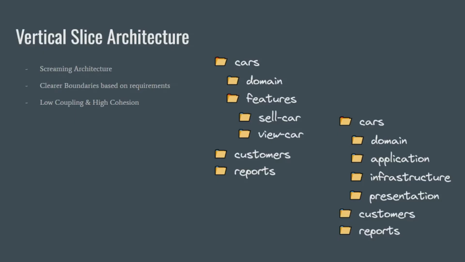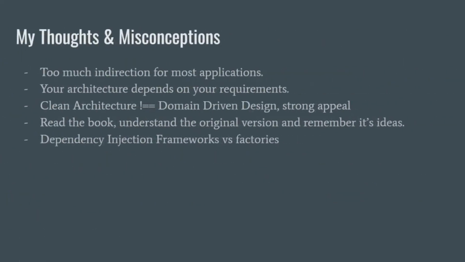And that's also something very important that Uncle Bob talked about. Your architecture should be screaming. It should tell you what it does. Now, on the right side, it tells me it has cars, customers, and reports. If I look on the left side, it actually tells me it has car, sell car, view car. But on the other hand, I still need to go two folders deep to look at it.